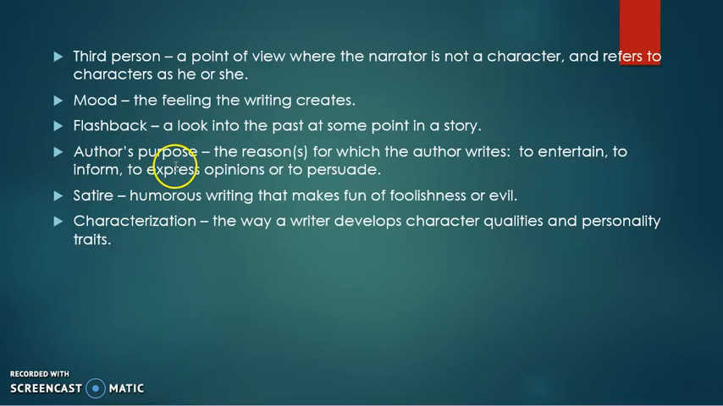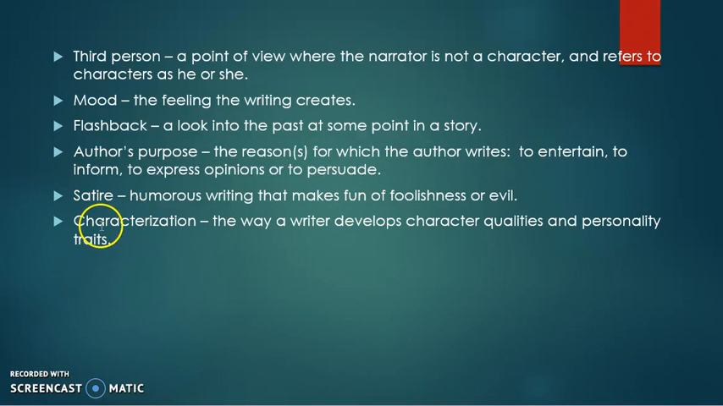And then author's purpose. This is the reason why the author wrote. Some authors write to entertain you. They write to inform you. They write to express opinions. Or sometimes they write to persuade you.